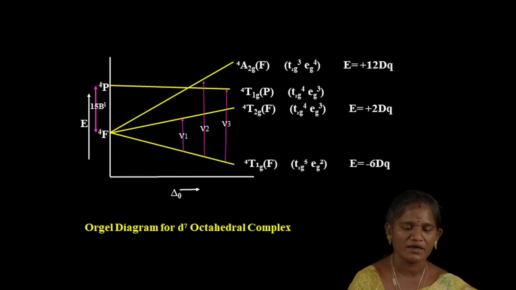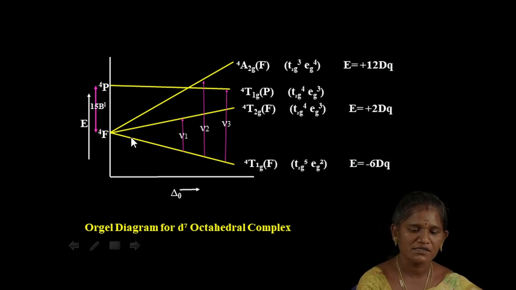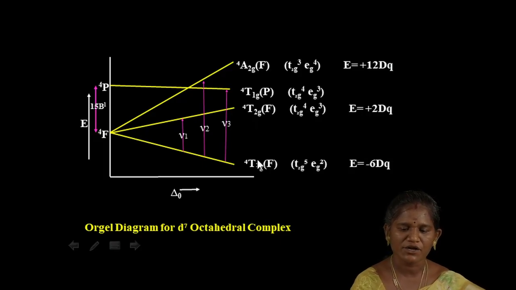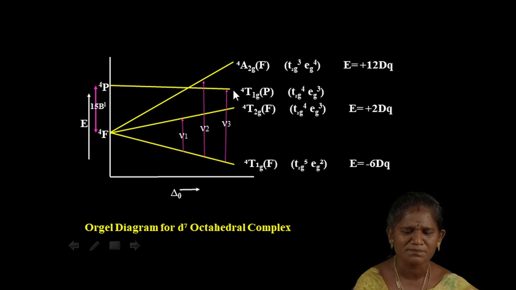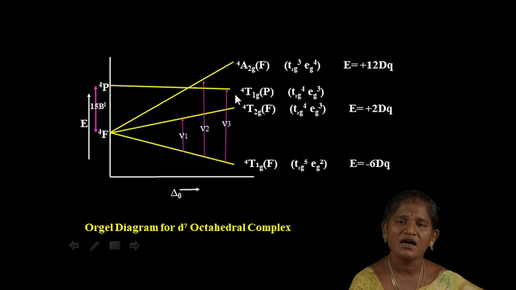So this is an Orgel diagram for a d7 octahedral complex. This F term is split into two sets. It splits into two triplet states and one singlet state. The two triplet states are T1g(F) and T2g(F). These two are triplet states, and this A2g(F) is a singlet state. So the F term is split into two sets, two triplet and one singlet. And then this P term doesn't split, it remains a triply degenerate state, that is the T1g state.